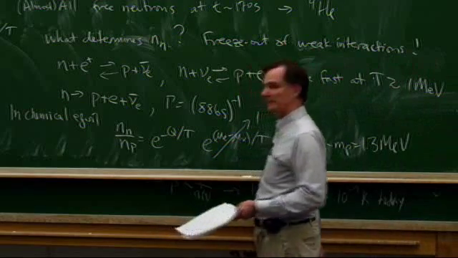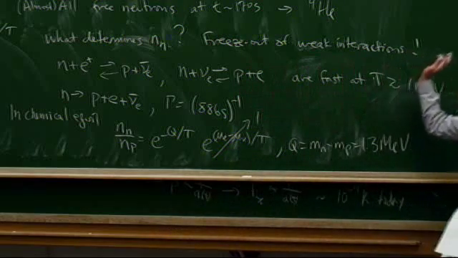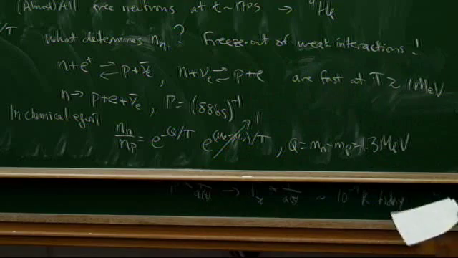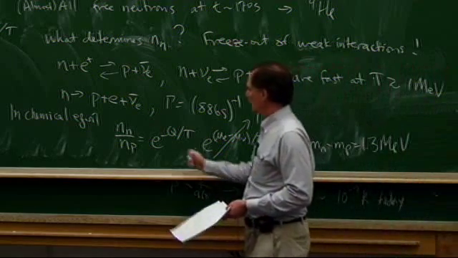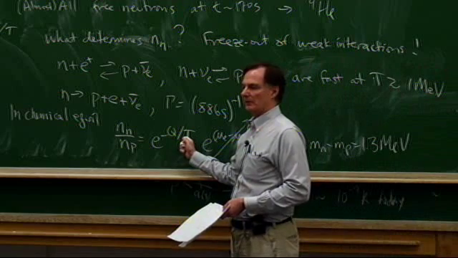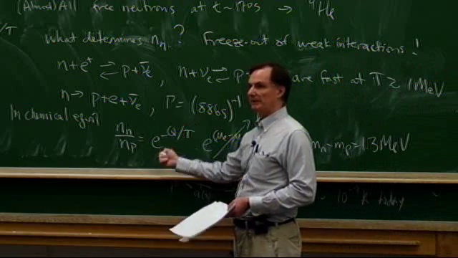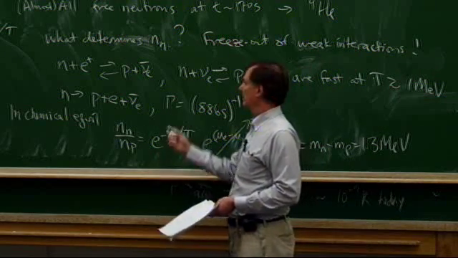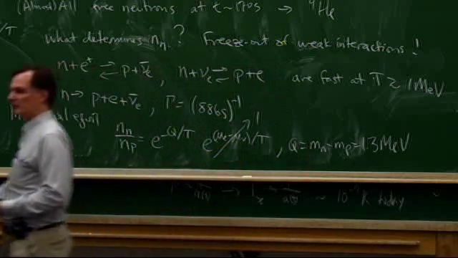So this is 1, certainly for temperatures above an MeV. Those chemical potentials are negligible. So the neutron to proton mass ratio determines the abundance of neutrons as long as these reactions are in equilibrium.